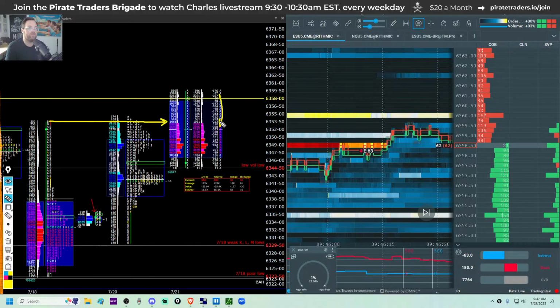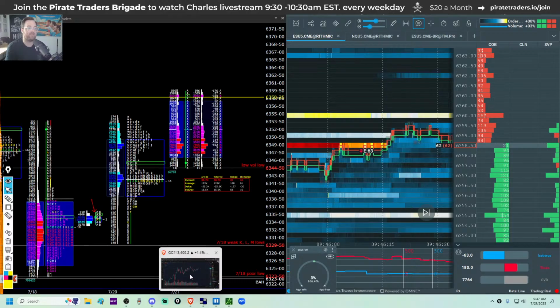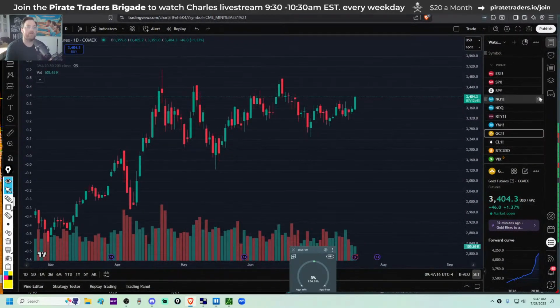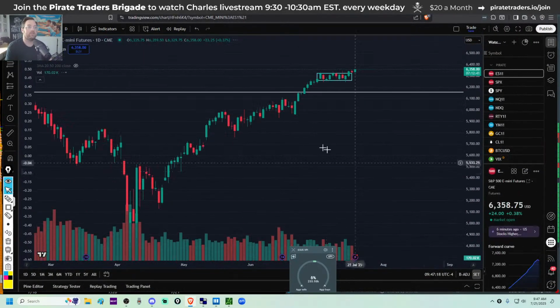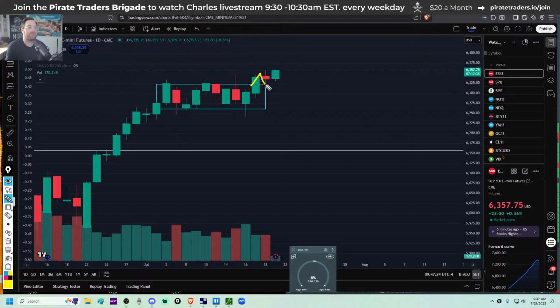If that holds as support, I am bullish for the rest of the day. Okay. That this thing can just keep going to the upside. Why do I say that? Because of the breakout of balance and the back test that we talked about this morning, right? We broke out of the balance area. We came back and back tested it.